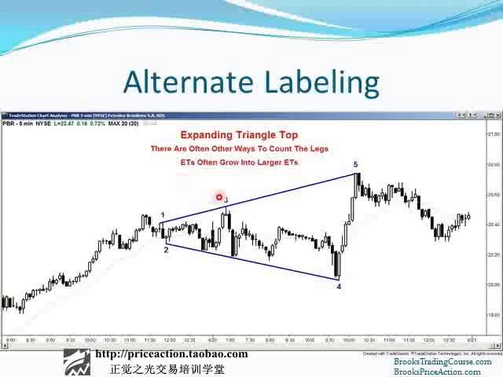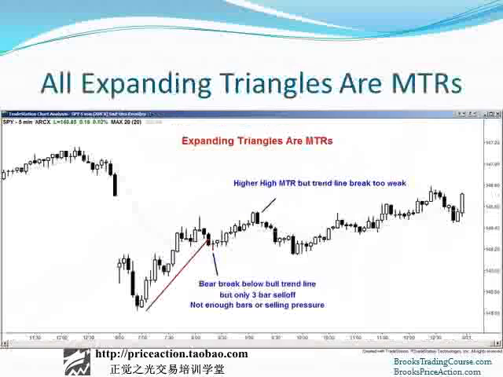Expanding triangles often grow into larger expanding triangles. So instead of 5 pushes, you'll get 7 pushes. So we could come down here and go up above. Okay. All expanding triangles are major trend reversals. This is obviously a major trend reversal: bull trend, trend line break, and higher high major trend reversal.